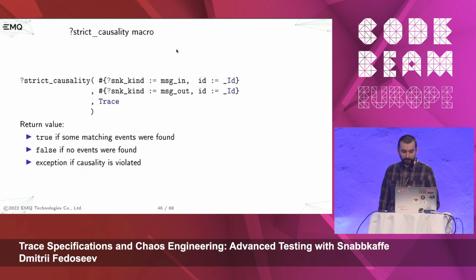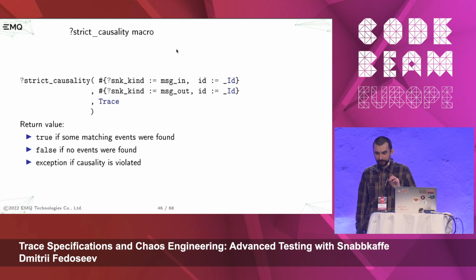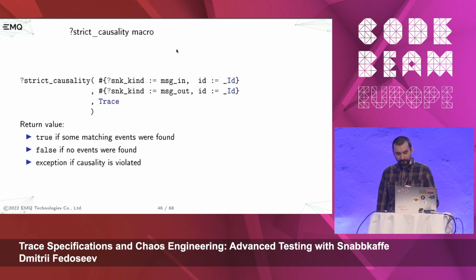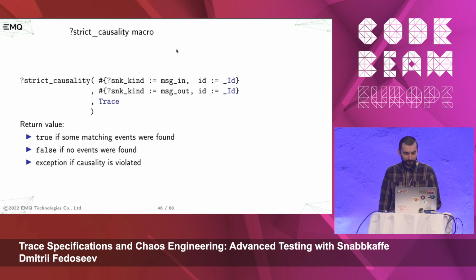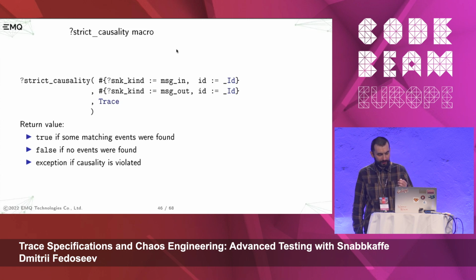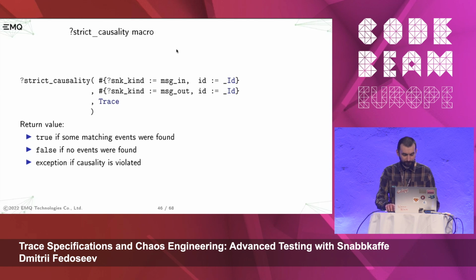My favorite kind of helper macro for the check stage is strict causality. It helps find pairs of complementary trace events representing the cause and the effect of some action. It takes three arguments: a match pattern that searches for the cause, a match pattern that searches for the effects, and the trace. For example, it can verify that for each request there is a response from the system, so every request is fulfilled.